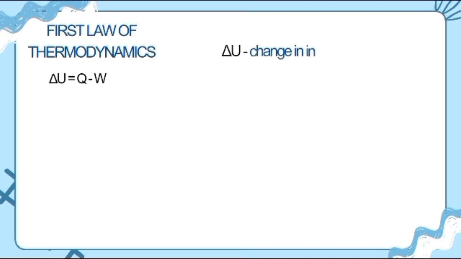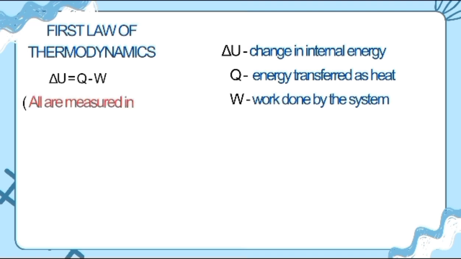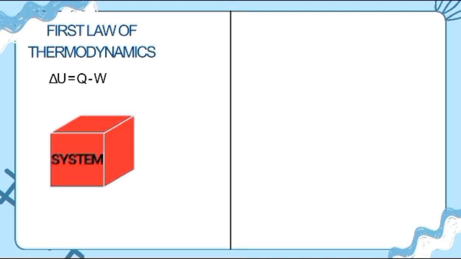Delta U means the change in internal energy of a system will be equal to the energy transferred to the system as heat minus the energy transferred from the system as work. These are all measured in joules. Because of this law, we can outline a few different types of processes that can occur.